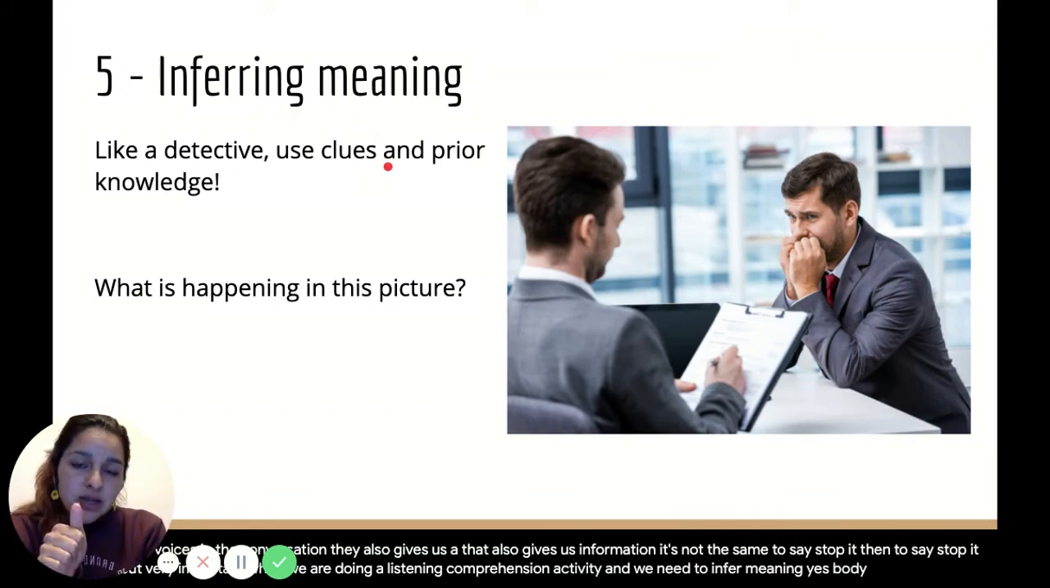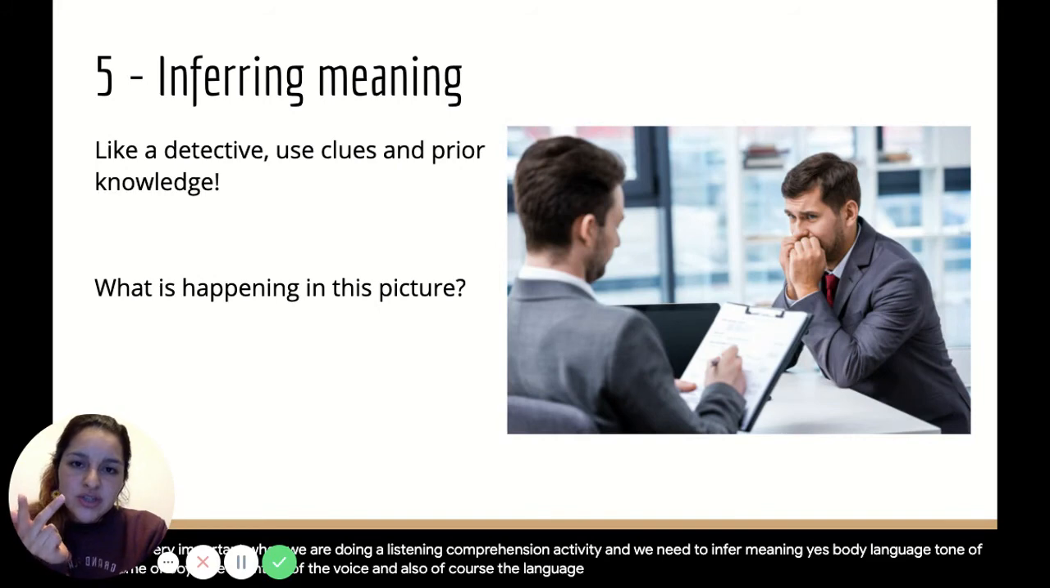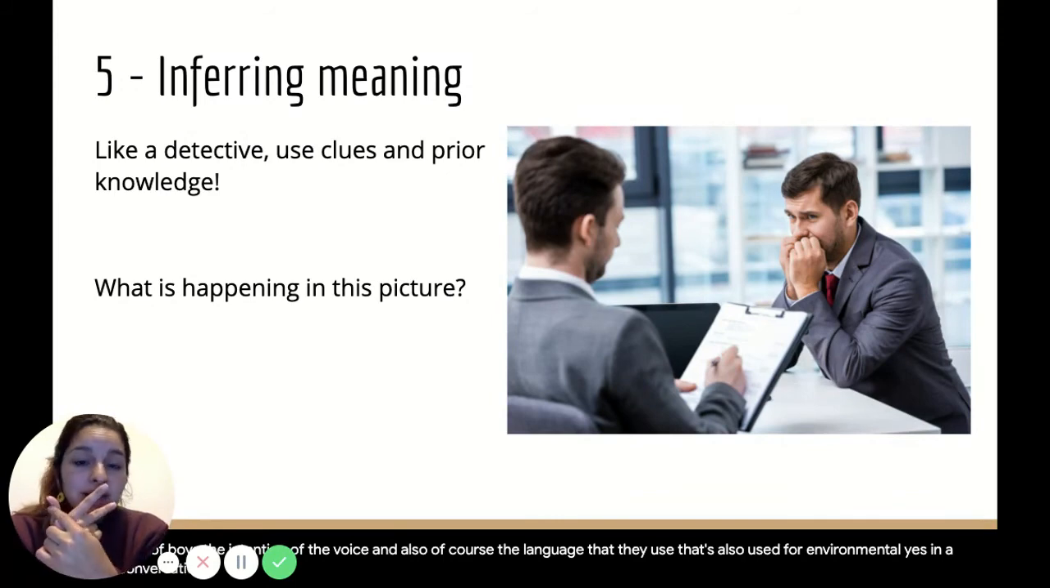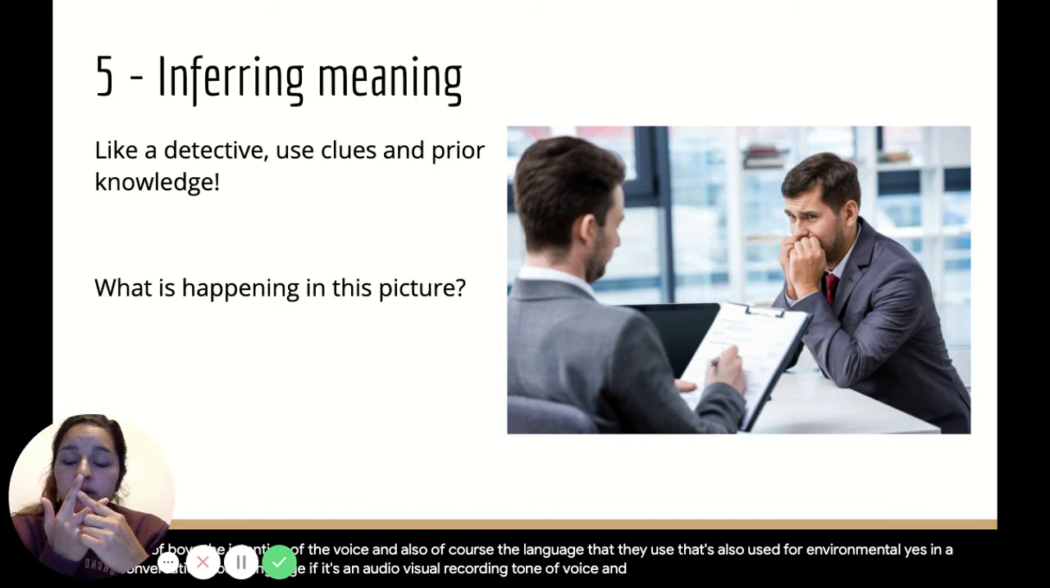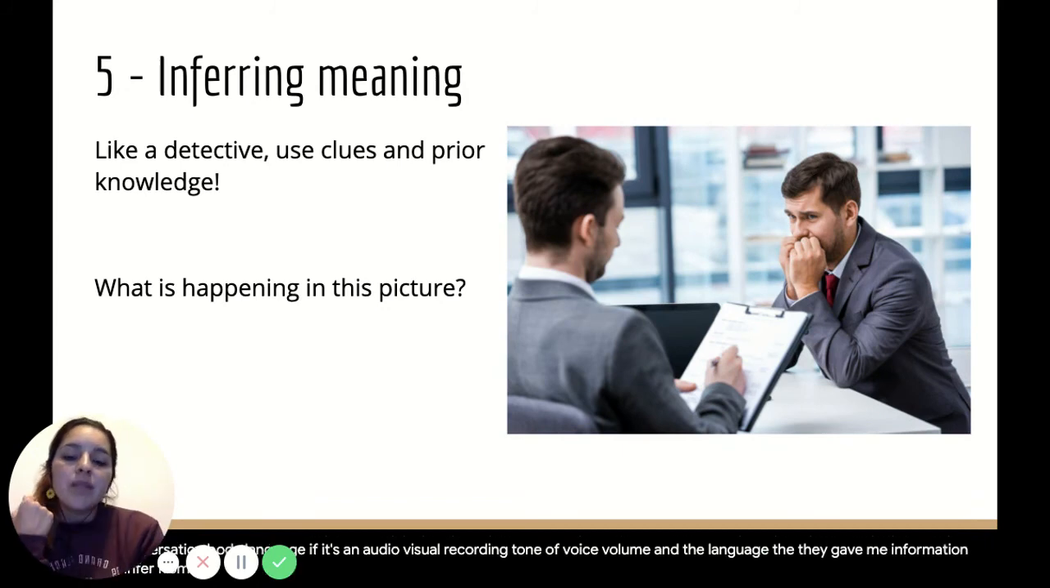Yes, body language, tone of voice, volume of voice, the intention of the voice, and also, of course, the language that they use is also used for inferring meaning. Yes, in a listening conversation. Body language, if it's an audiovisual recording, tone of voice and volume, and the language, the actual words that they say that give me information that I can infer from.